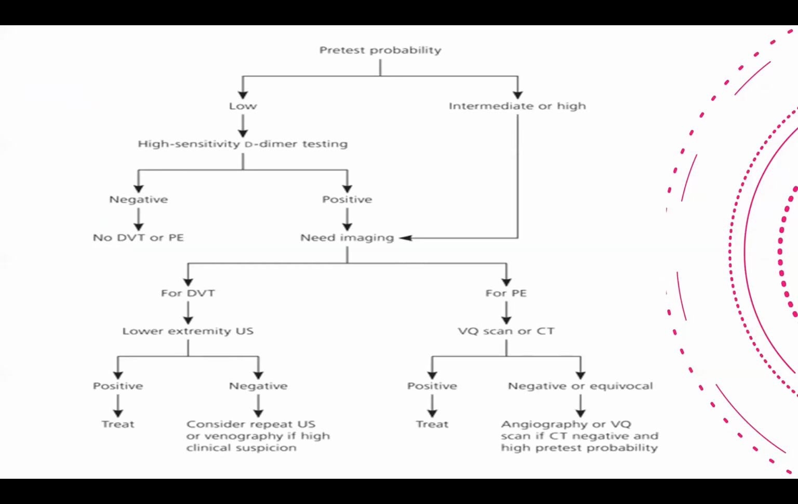Clinically, when we assess the patient with the pretest probability, anyone with low will do D-dimer, and if D-dimer negative, that's it, nothing to do. If the D-dimer positive, we need imaging. Imaging for DVT, we normally do lower extremity ultrasound. If it's positive, we'll treat. If it's negative, we'll repeat the ultrasound. If high or intermediate, we'll go directly to the imaging without doing D-dimer. And for pulmonary embolism, we do CT scan or VQ scan. If it's positive, we'll treat. If it's negative, we'll do angiography or VQ scan.